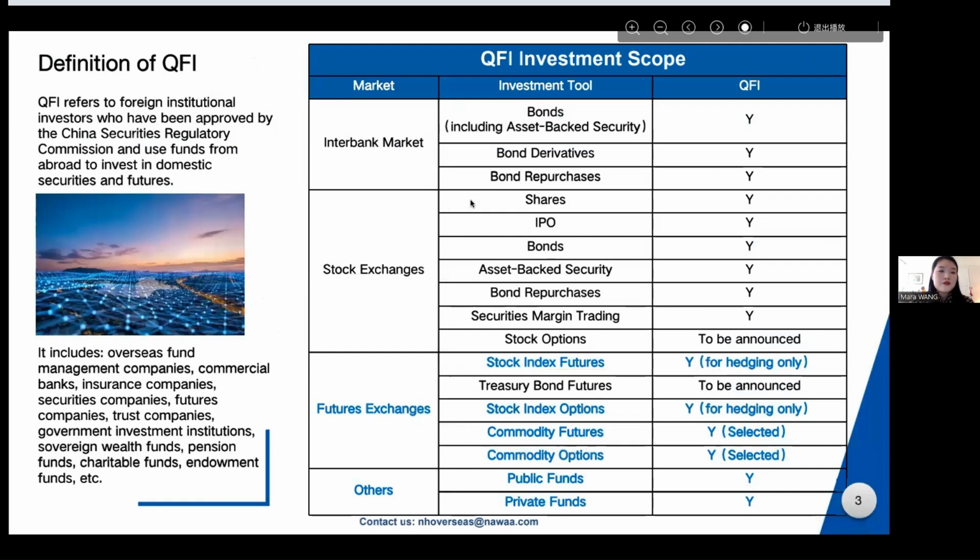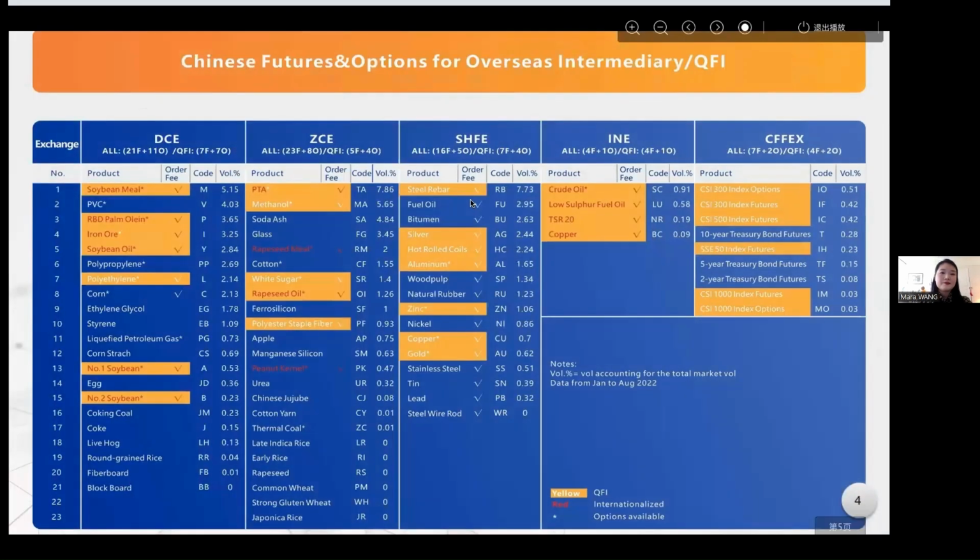The definition of QFII, I believe everyone is already very familiar with. It means qualified foreign institutional investors. As I said, it's not only involved in the commodities market or futures options. One thing I would like to mention is that you can now invest in futures or options related private funds and public funds. I will talk about more details in the following slides.